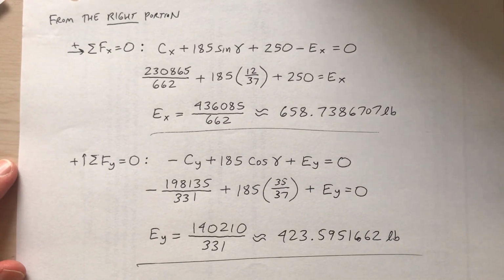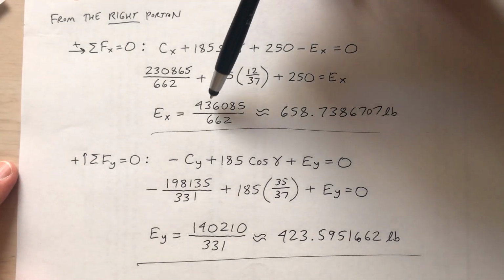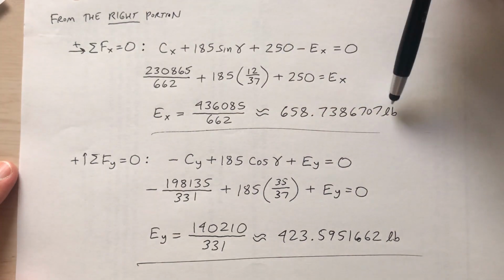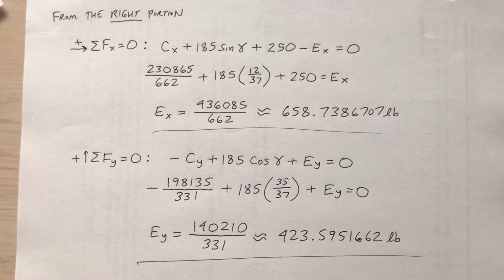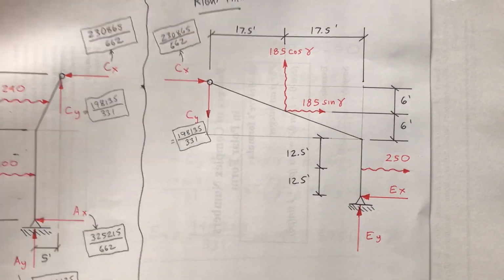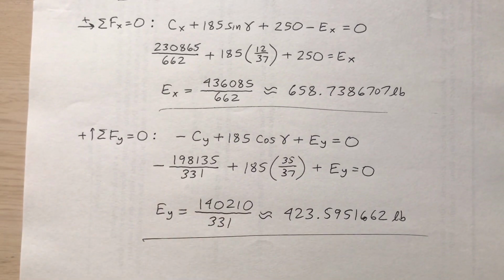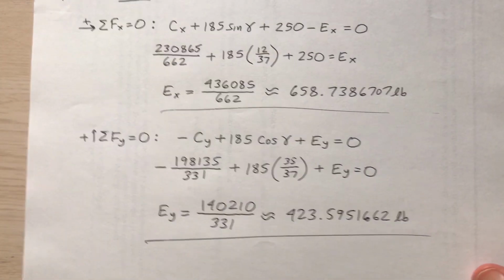So the sum of the forces in the x direction is 0. Okay, take a good look at it. Pause the video if you have to. E sub x is this value, exact value. This is the approximation. E sub y, I'm taking the sum of the forces in the y direction. Sum of the forces in the y direction is 0. I get E sub y is this exact value. Okay, pause the video if you have to. I'm going to write these on the illustration. Okay, so get those values. Go back to this illustration.